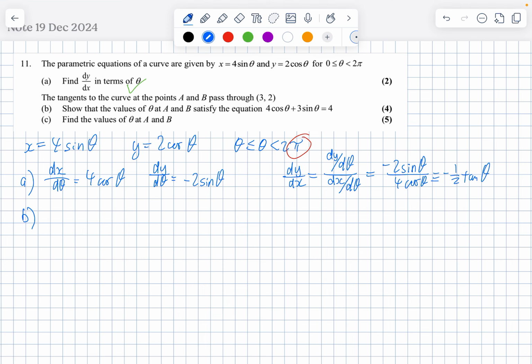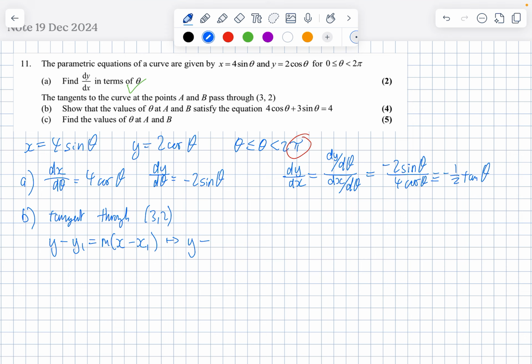Now B, the tangents to the curve at the points A and B pass through the point 3, 2. Right, okay, so now we found the derivative. Derivative is minus a half tan theta, so that is the gradient of our tangent. What we're going to do is work out the equation of the tangent by using the normal equation for a line, y minus y1 equals m times x minus x1.